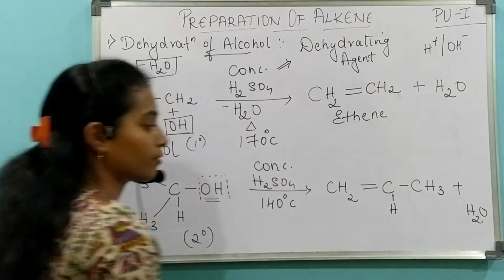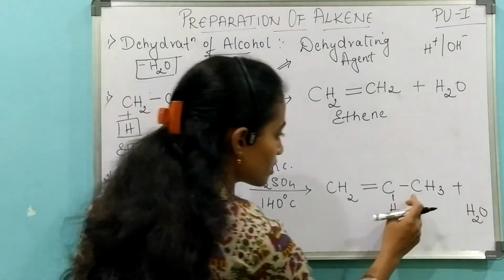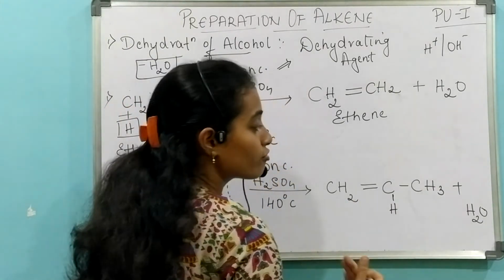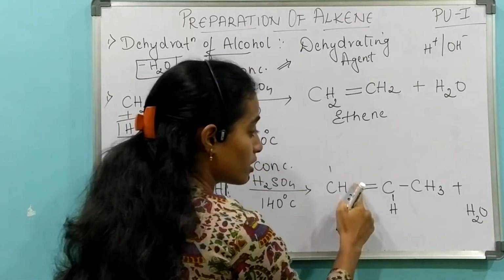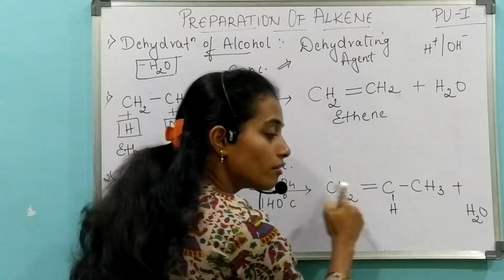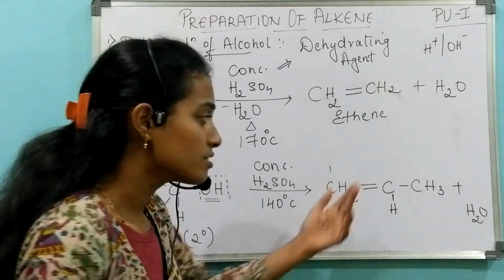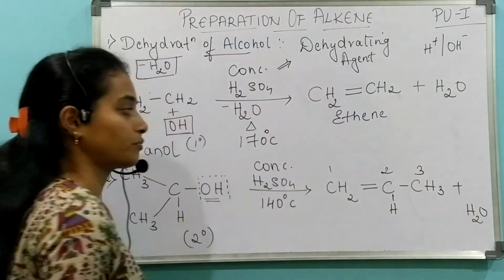No change in that. So what product did you get here? It is 1, 2, 3. IUPAC nomenclature: you have to number the carbon chain. From left or right? From left. Why? You are giving a smaller number for this double bond. The priority is given to the double bond rather than the single bond. So 1, 2 and 3.